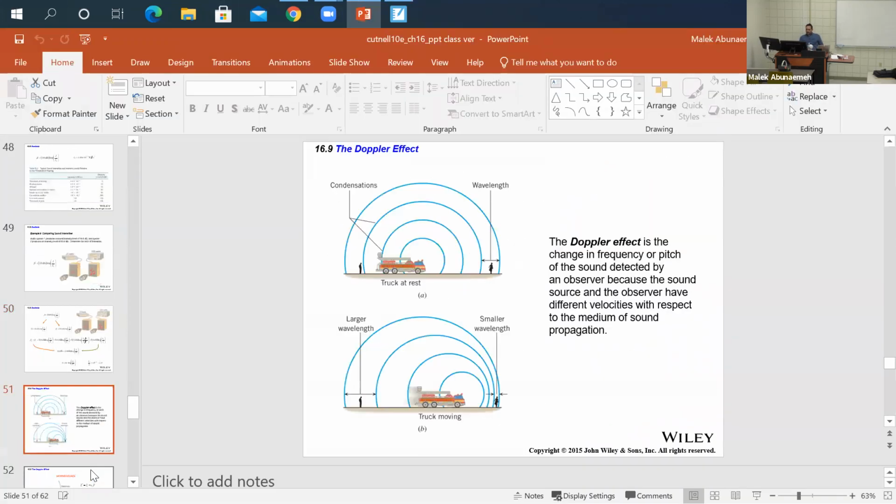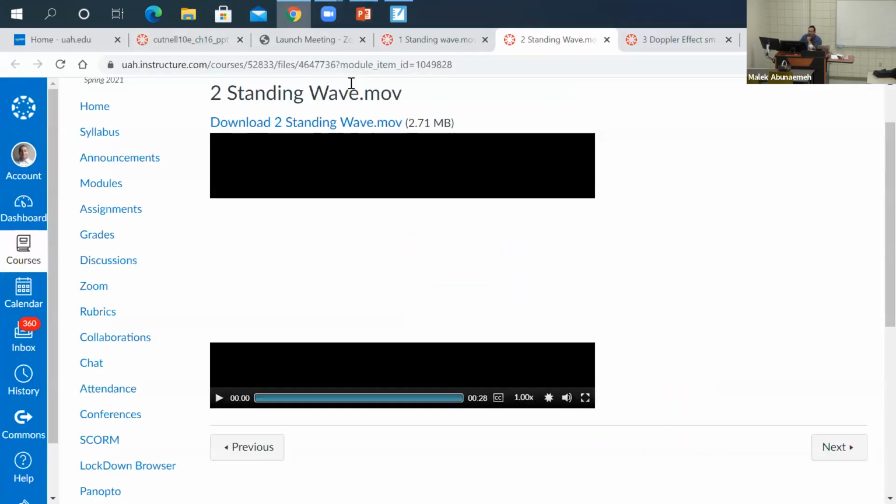Okay, perfect. Now the Doppler effect. Hold on, let me go show a video first of the Doppler effect.